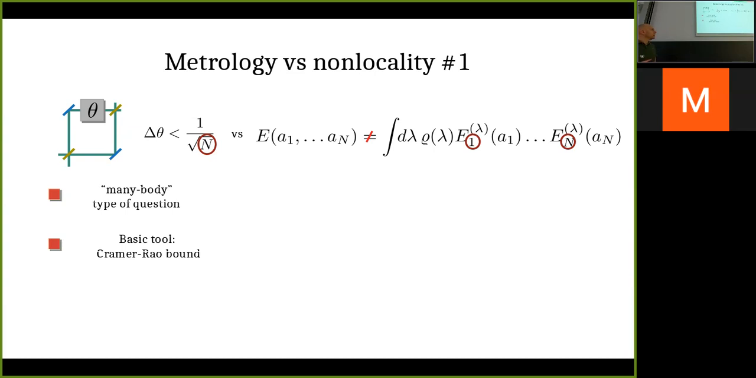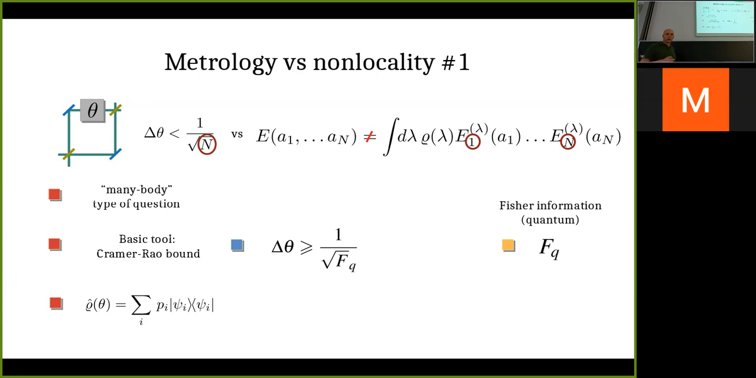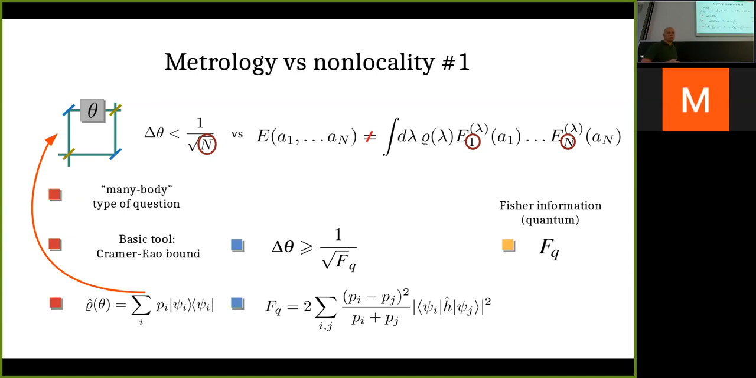The basic tool will be the Cramér-Rao bound, which relates the sensitivity, which is 1/√ of what we call the Fisher information, and this lower index Q denotes that it's quantum, which means this is a quantity which provides the best possible precision optimized over all measurements allowed by quantum mechanics. I will need a particular explicit expression for F_Q, and I will use a form which uses the spectral decomposition of the density matrix. This is rho of theta, which means it is a density matrix which passed through the interferometer. If you have this spectral decomposition, then F_Q is equal to 2 times the sum over all eigenvalues.